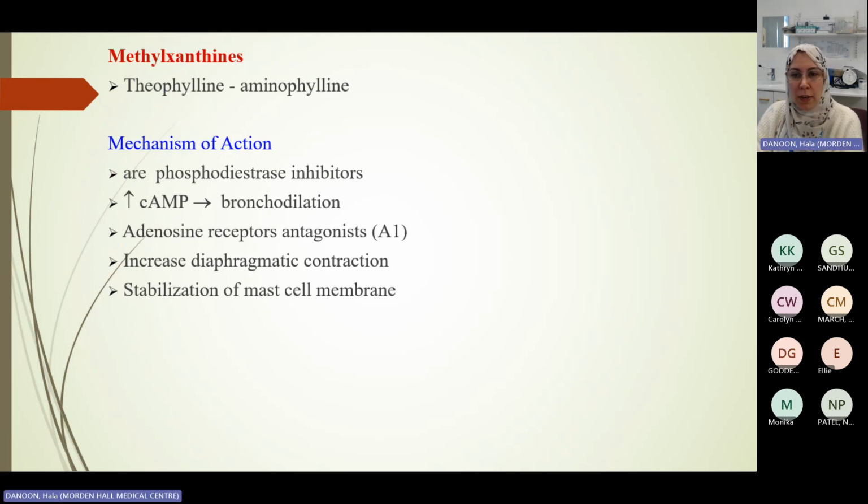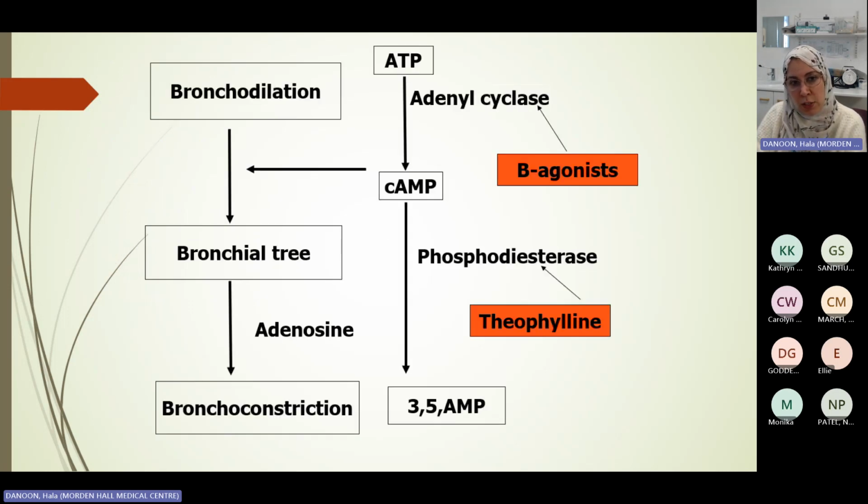Methylxanthines, which is theophylline and aminophylline. Now, this is slightly more complicated in the mechanism of action, slightly longer than the beta agonist and the antimuscarinic. They are phosphodiesterase inhibitors. They will increase the cyclic AMP, which causes bronchodilation. They have an effect as adenosine receptor antagonist, A1. They increase diaphragmatic contraction, and stabilize the mast cell membrane. So they do have quite a lot of different mechanisms of action to help the relief of symptoms. So this shows how that's going to happen with these medications.